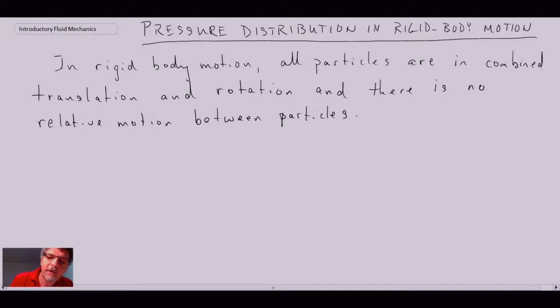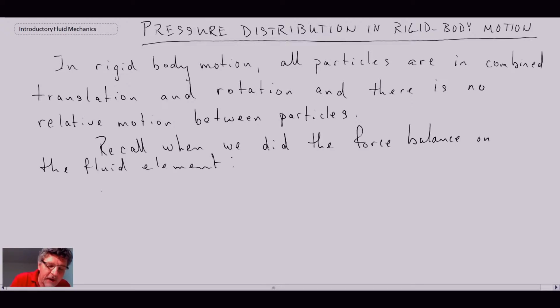So in rigid body motion, all of the particles are in combined translation and/or rotation, and consequently there's no relative motion between them. So if we look back at the force balance equation, when we did the force balance on a fluid element to derive the hydrostatic equation at the beginning, we had this.